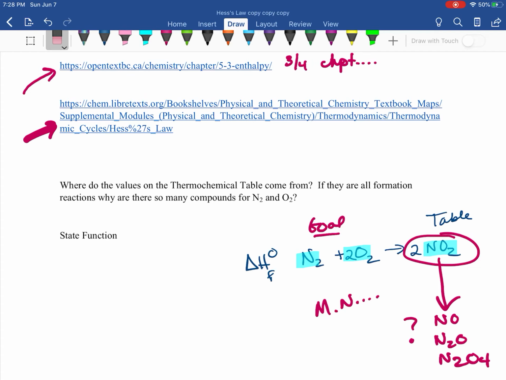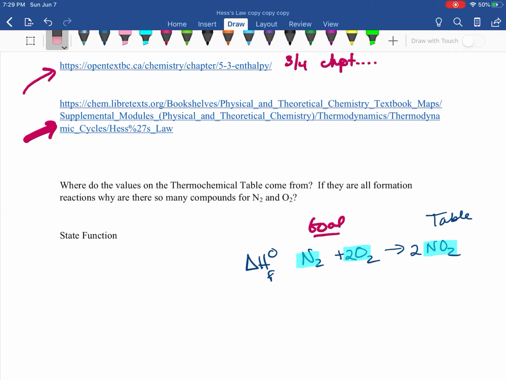So how do you then have all of those options as formation reactions on that table? Well, this is where Hess's Law comes in. This is awesome. This is where a large portion of that thermochemical table is actually coming from. Not every combination of elements makes exactly that product that's listed on the table.